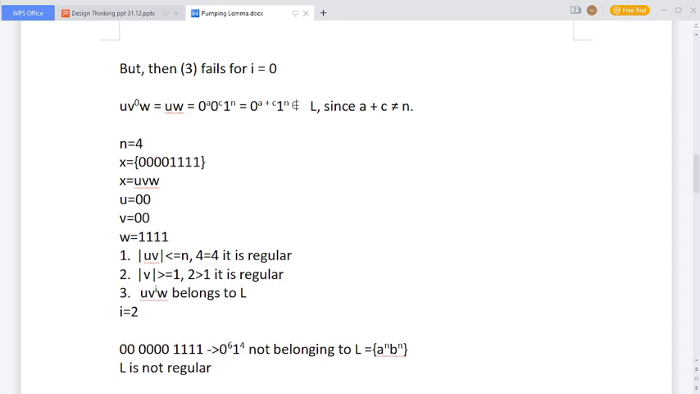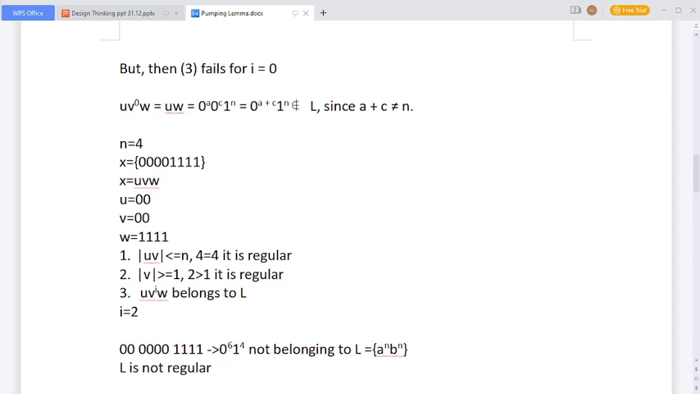For example, here I am going to choose x equal to 4 zeros followed by 4 ones, n equal to 4. I can choose x is equal to uvw. The first two zeros are taken as u, the second 2 zeros are taken as v, and the last 4 ones are taken as w. Here modulus of uv is less than or equal to n. So n is equal to 4. I am going to choose n equal to 4 as some value.